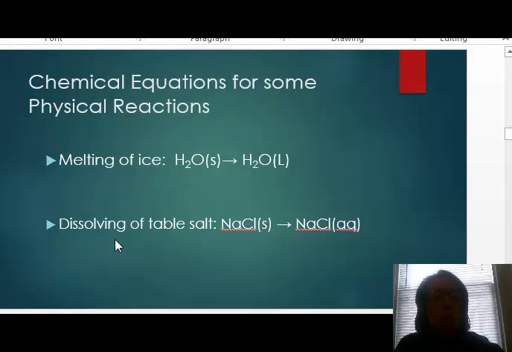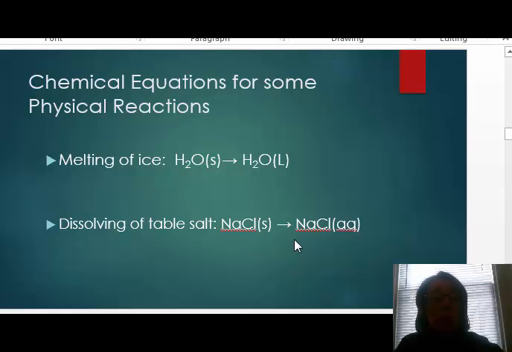The next chemical equation represents the dissolving of table salt, or capital N lowercase a, capital C lowercase l, or sodium chloride. At room temperature, sodium chloride is a solid, but when it is added to water, it dissolves.